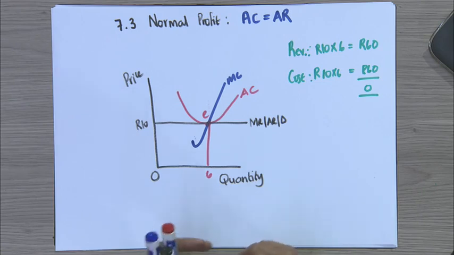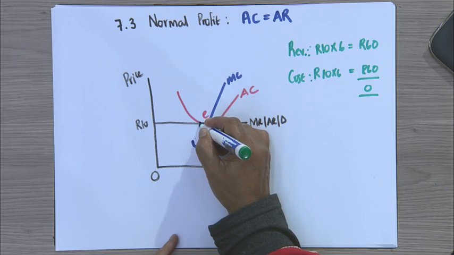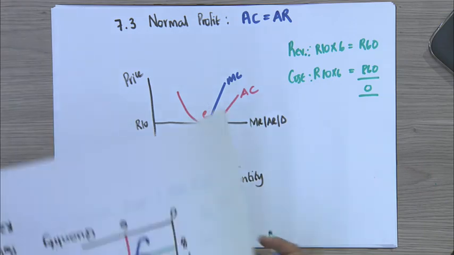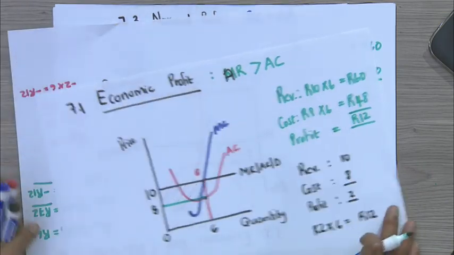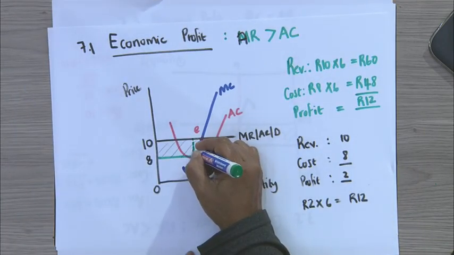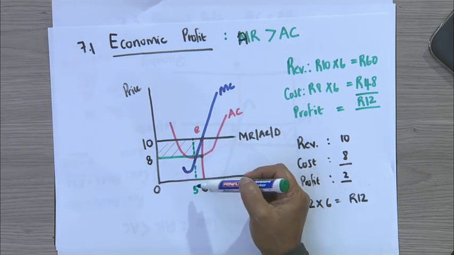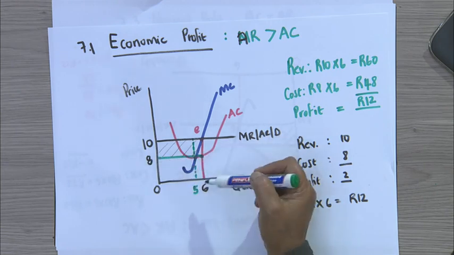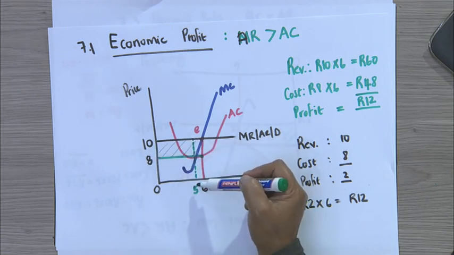What that is saying, let's say for example, this business is producing, okay, let's use the economic profit graph quickly. Right, so here we said they're producing 6 units, but let's say they produce 5 units. What do we notice? Their cost is still 8 Rand, which is 40. Their revenue is 50, so they're still making a profit of 2 Rand.